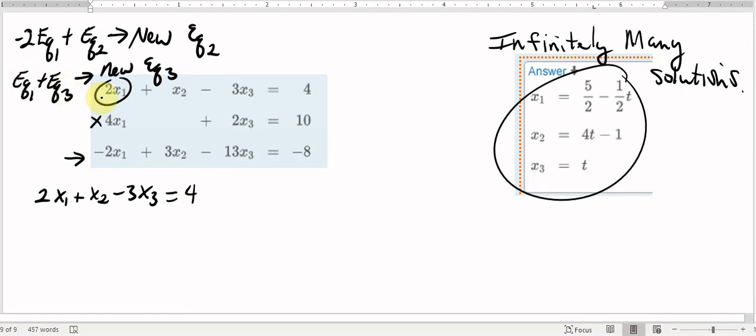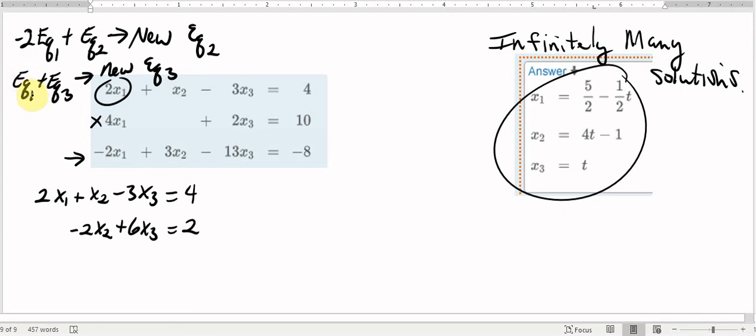Okay. So negative 2 times 2x sub 1 is negative 4x sub 1, plus 4x sub 1 goes out. Negative 2 times x sub 2 here is negative 2x sub 2 plus 0. That just becomes negative 2x sub 2. Negative 2 times negative 3 is positive 6x sub 3. Negative 2 times 4 is negative 8. Negative 8 plus 10 is 2.